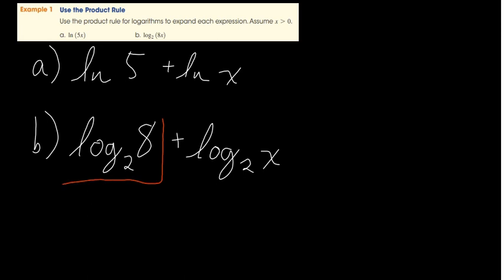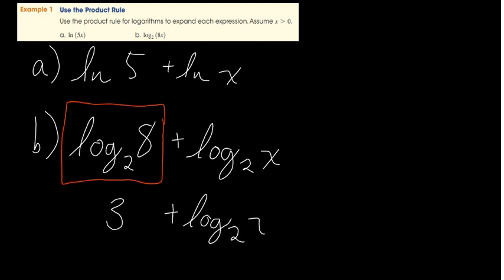Because hopefully we can see that there's a relationship here, log base 2 of 8. If we were to rewrite this in exponential form, 2 raised to a question mark power is equal to 8. That's going just from logarithmic to exponential. Well, 2 raised to what power is equal to 8? It would be 2 cubed. 2 cubed is equal to 8. So we can rewrite what's in that box as 3. So we can say 3 plus log base 2 of x.